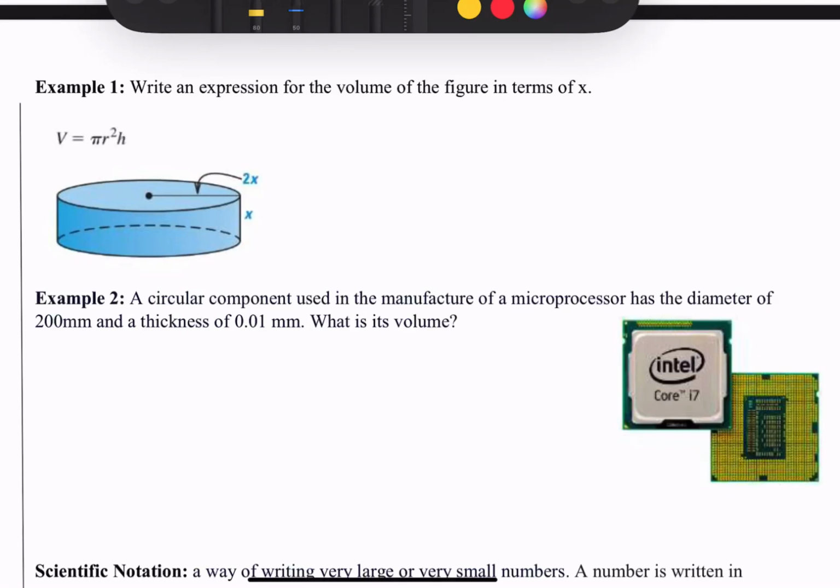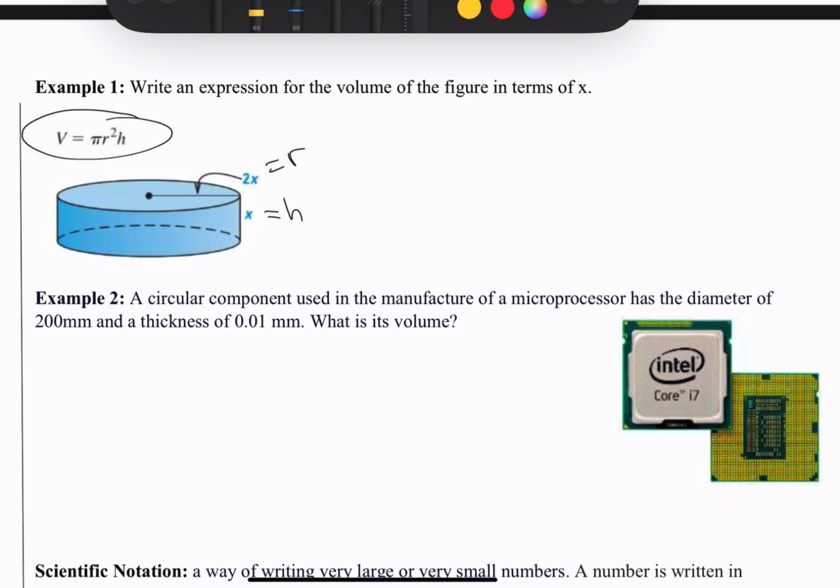So now we'll work a few examples working with the properties of exponents. Example 1, write an expression for the volume of the figure in terms of x. And the figure itself is a cylinder, and the formula for the volume of a cylinder is given to you right here. So volume is equal to pi times radius squared times the height. And we can see here that our radius is 2x and that our height is x.